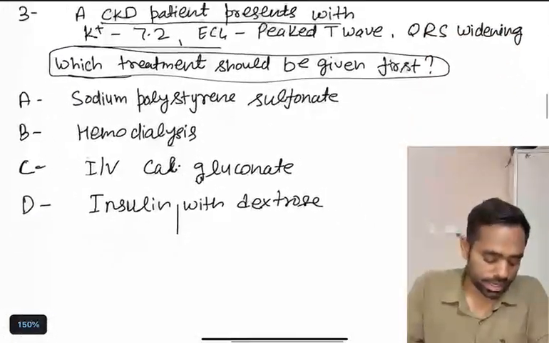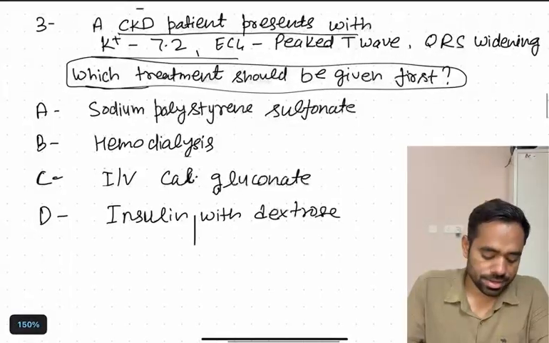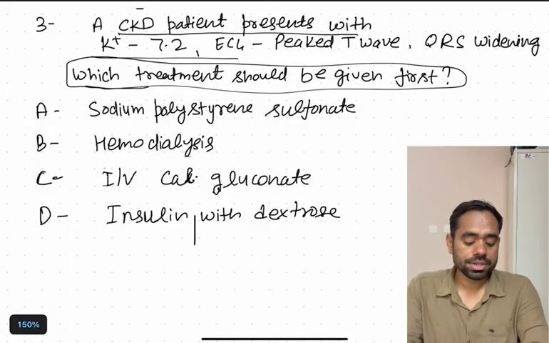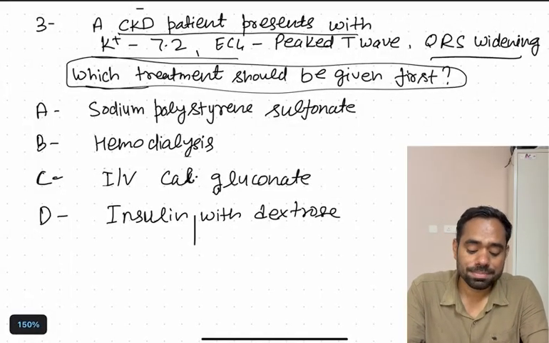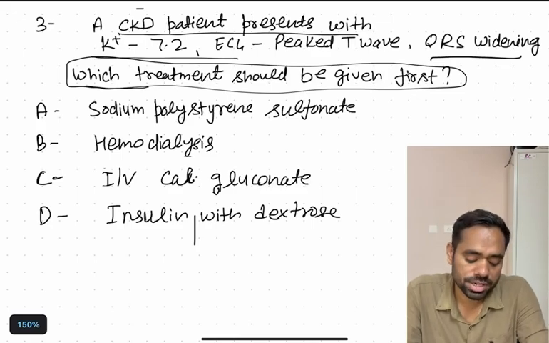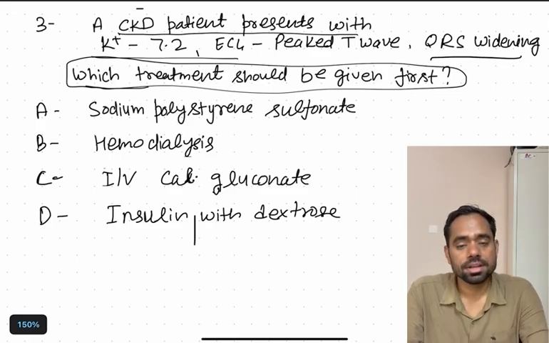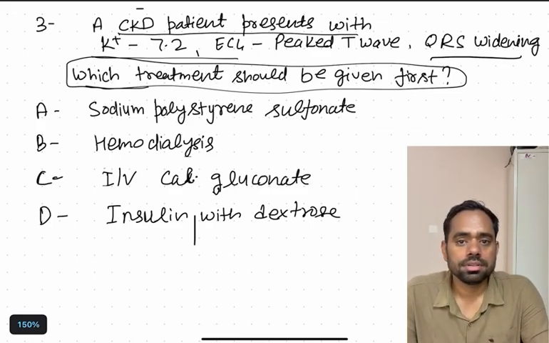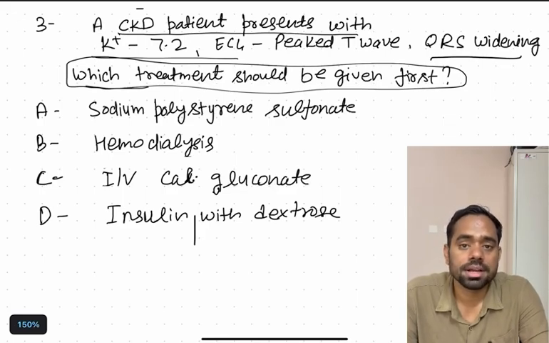Let's move to the next question. A CKD patient presents with potassium 7.2, ECG peaked T wave, QRS widening. Which treatment should be given first? In a CKD patient, a complication is electrolyte imbalance, there is hyperkalemia, and hyperkalemia is an acute emergency. Always treat hyperkalemia.